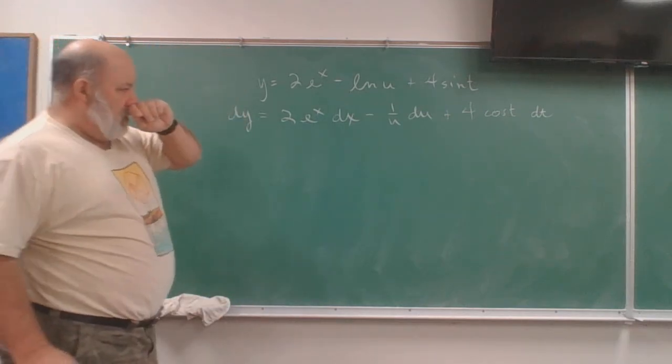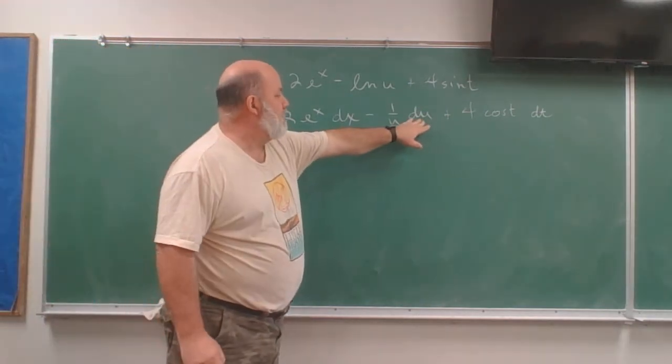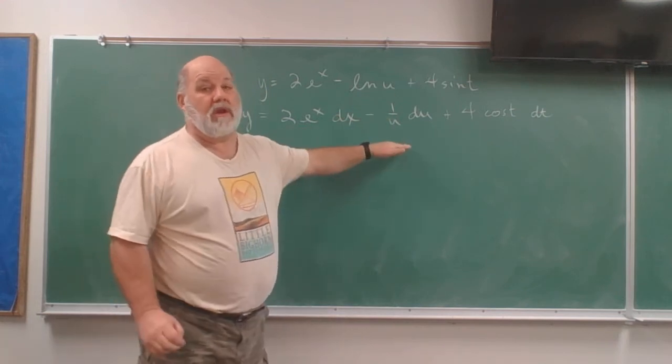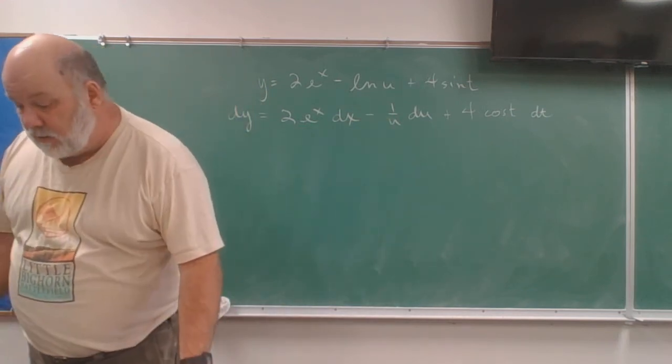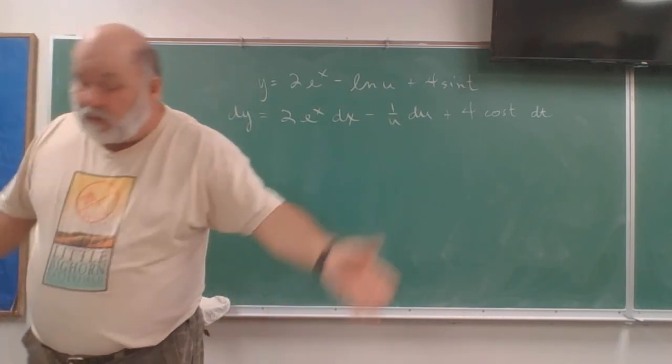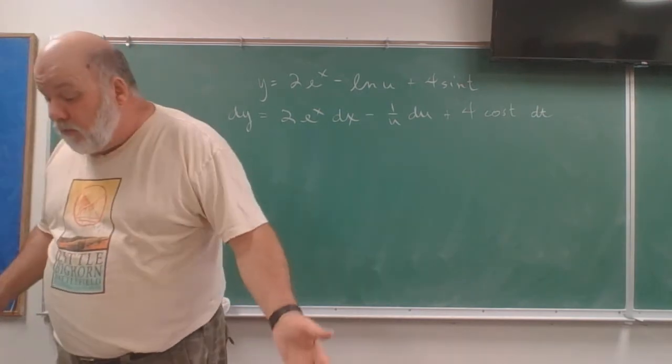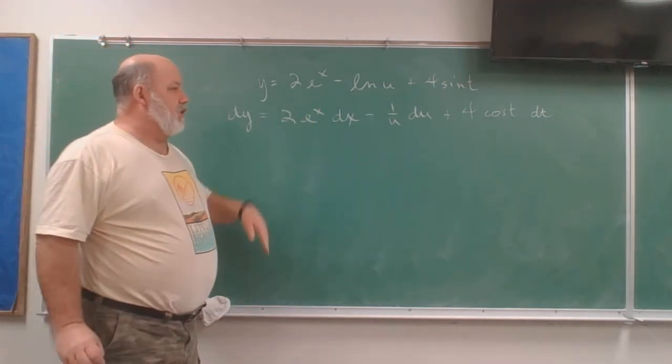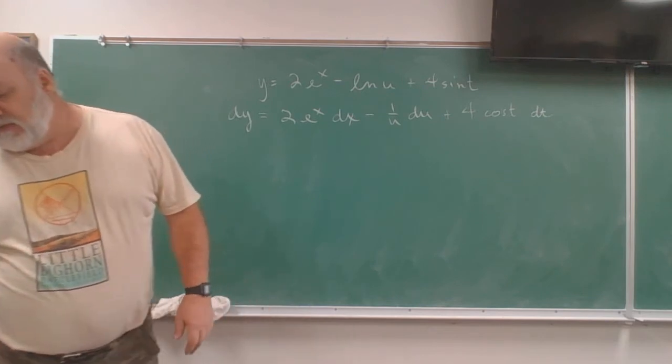There it is. The book will not write this as du over u. They'll just write it as 1 over u du. And as I look at my solution manual, they prove me wrong. They do write it as du over u, but that's good enough right there.